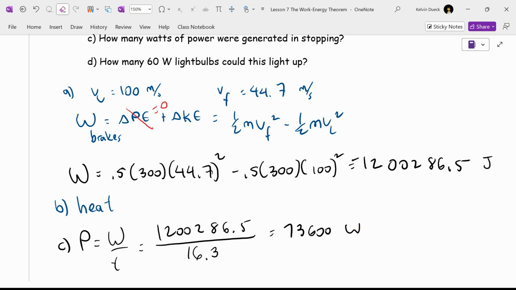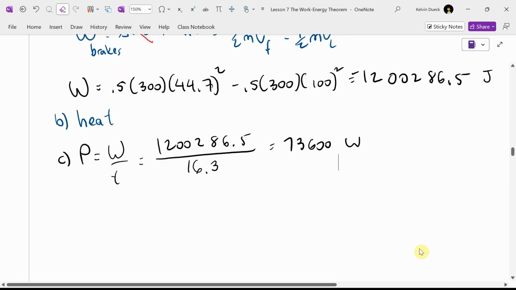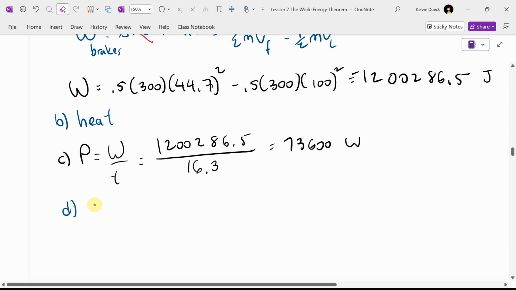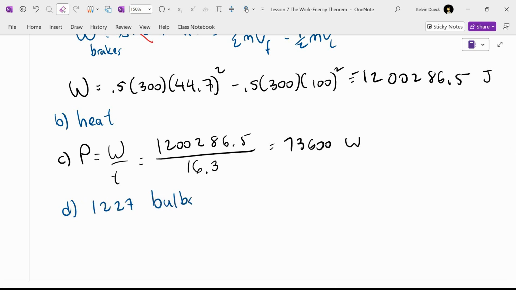How many 60-watt light bulbs could this light up? Divide by 60. How many light bulbs could you power? This is why with both hybrids and electric vehicles, that regenerative braking system is so nice. Instead of that energy getting wasted as heat, a big chunk of that goes back into recharging the batteries. Very clever.